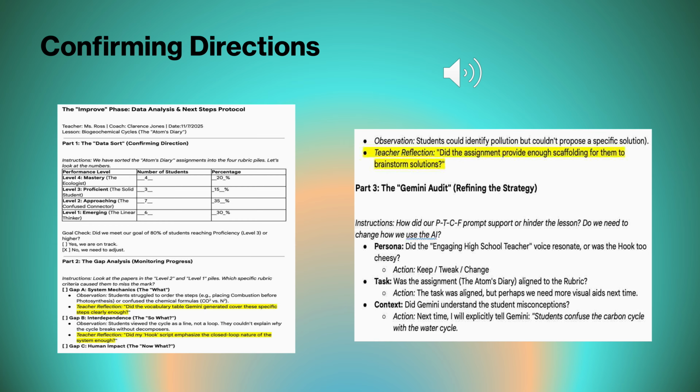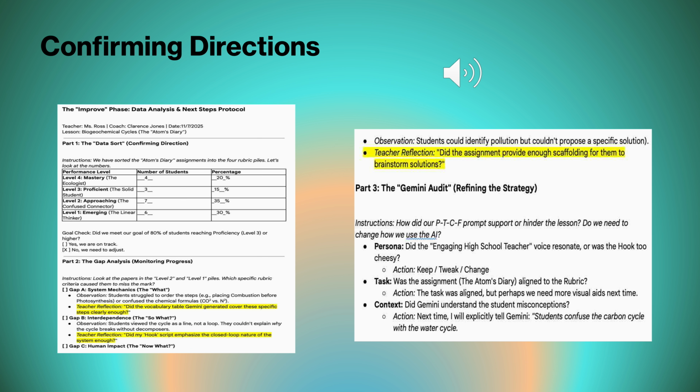And interdependence, the observation was that students viewed the cycle as a line, not as a loop. They couldn't explain why the cycles break without decomposers. And that was more so related to the nitrogen cycle, especially. And so your reflection, you asked, did my hook script emphasize the closed loop nature of the system enough? And you said you felt like you did not.